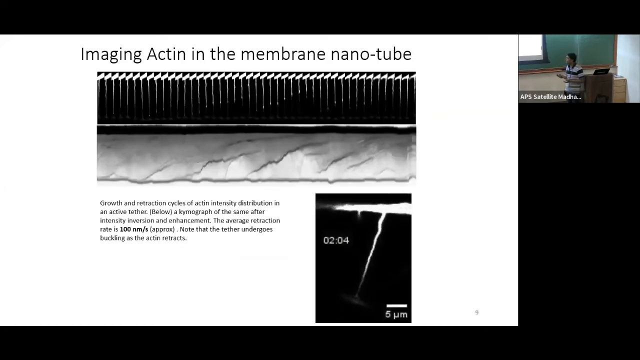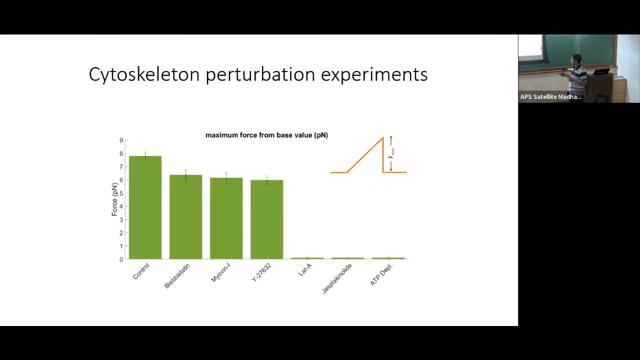So we imaged actin inside these membrane nanotubes. We expressed green fluorescent actin inside the cells, and then we pulled these tubes, and when we recorded, we see very highly dynamic motion going on inside the tube. When we make a kymograph out of it, we see growth and retraction happening. Here, this part is the axon, and the down part is the tip of the tube, and then we see that the actin retracts back.